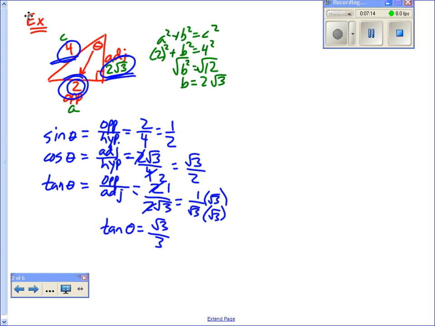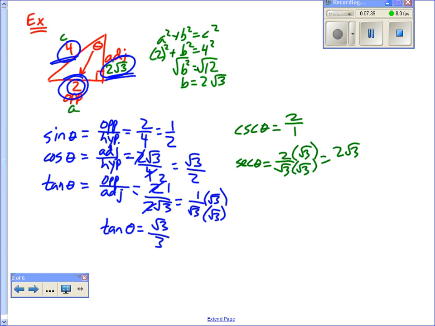And then the other three are pretty easy. S goes with C, cosecant. Instead of 1/2, I flip it around, 2 over 1, or just 2. So the cosecant is 2. Cosine goes with secant, so that is 2 over root 3. Of course, rationalize that.